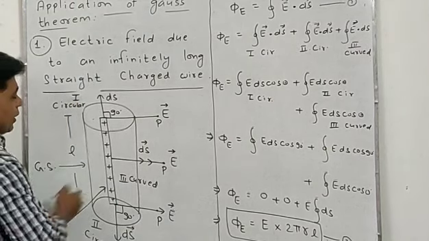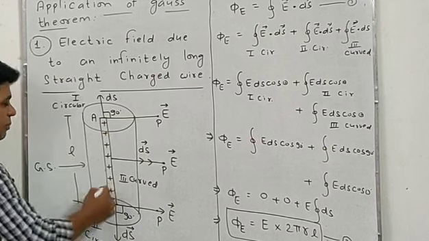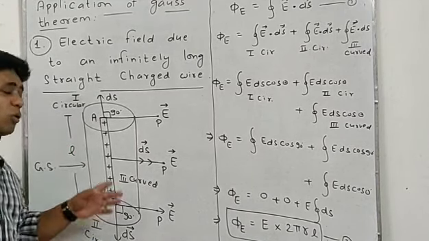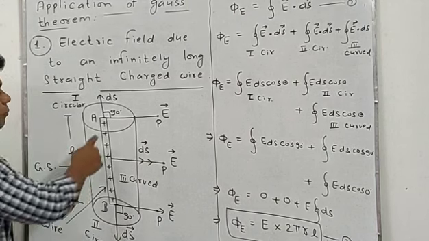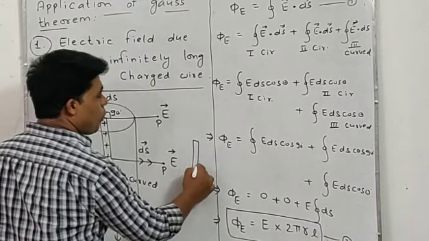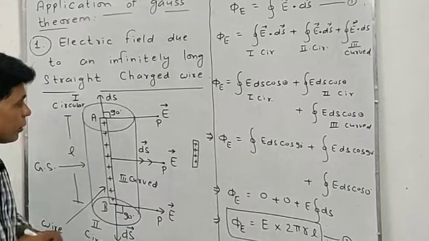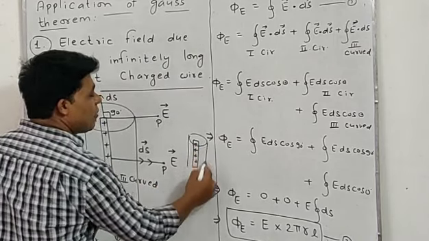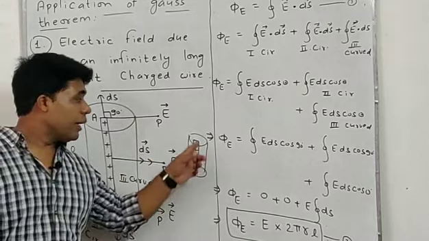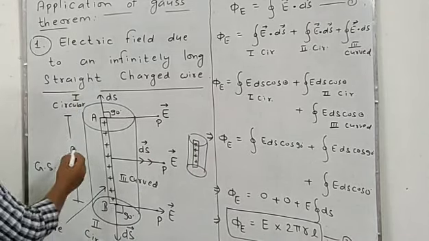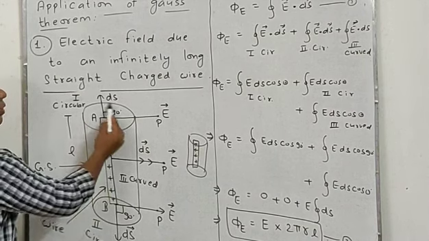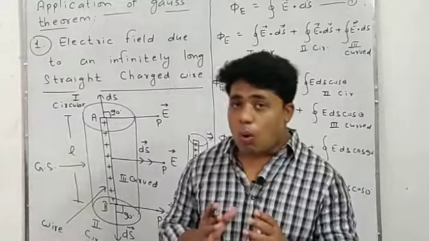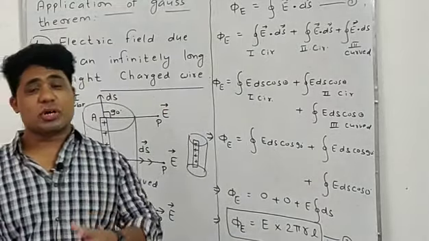Look students, let AB be a long charged straight wire, a small part of a long infinite charged straight wire. It is charged, but the charge is open, and we know Gauss theorem is always applicable when charge comes in a closed surface. So we'll assume a cylindrical closed surface around this straight wire, and this closed surface is said to be the Gaussian surface. Now we can apply Gauss theorem.